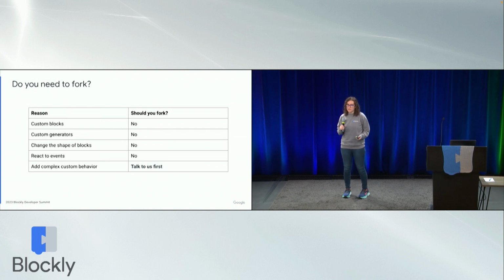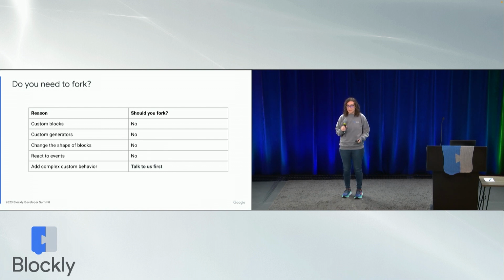So here's some common reasons that we've heard that people forked in the past. So some of these, like adding custom blocks or generators, you've actually never been required to fork to do these, but that was a common model. And our documentation said, hey, fork it, put your blocks in the blocks directory. But today, we don't think that's the best choice.